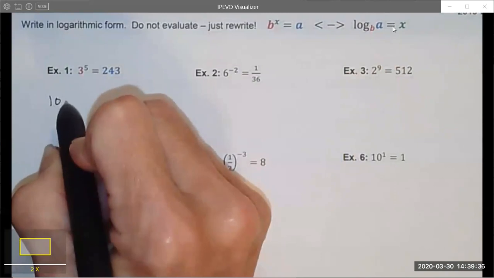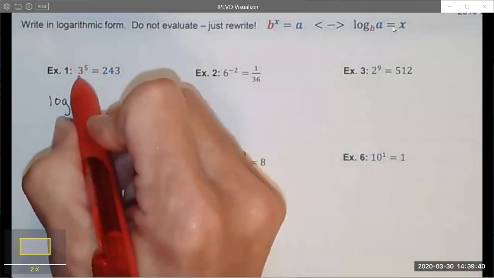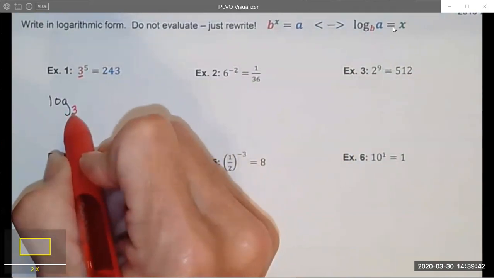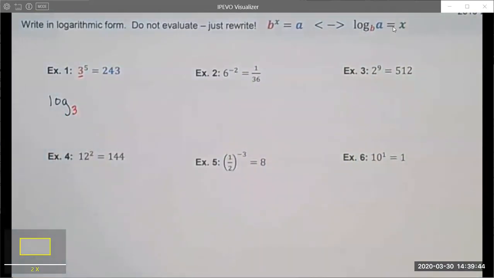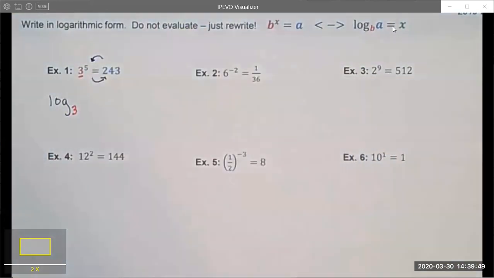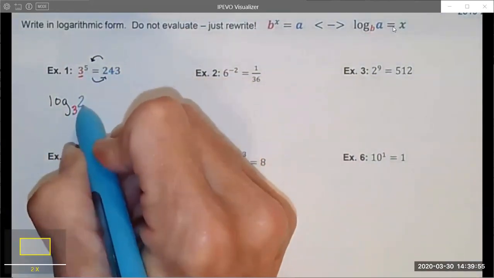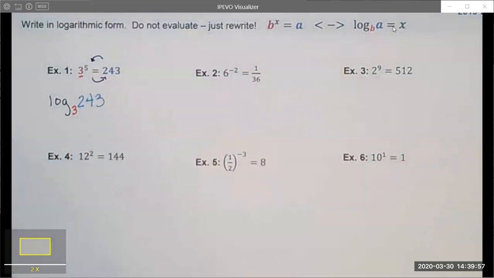And we always do that by starting with the word log. I need to identify what my subscript is going to be, what the base is, log base 3, and then I'm going to roll my log. My exponent becomes the equal to, and this becomes the number for my log. So I've got log base 3 of 243 equals 5. That's all there is to it.